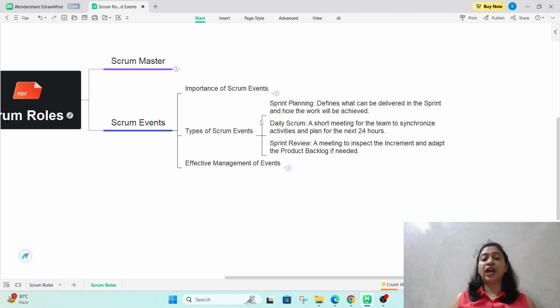Then, what are the types of Scrum events? Those are sprint planning, which defines what can be delivered in this sprint and how the work will be achieved. The daily scrum, a short meeting for the team to synchronize activities and plan for the next 24 hours. Okay. Then sprint review, the meeting to inspect the increment and adapt the product backlog if needed.